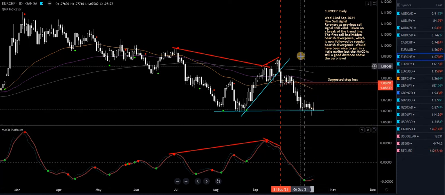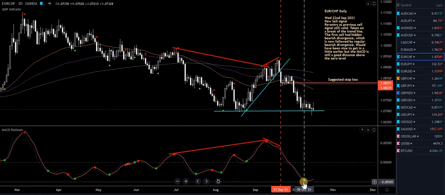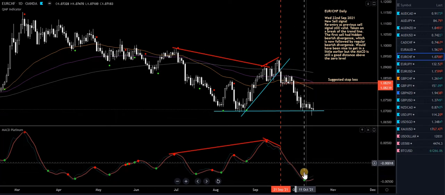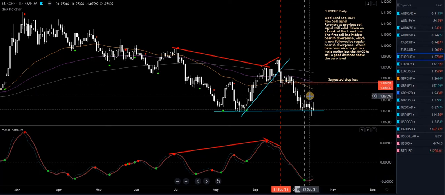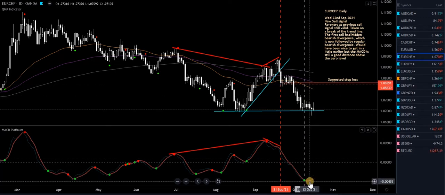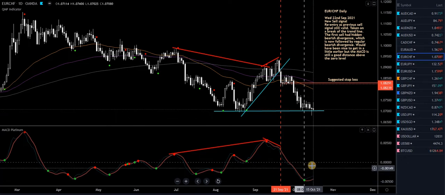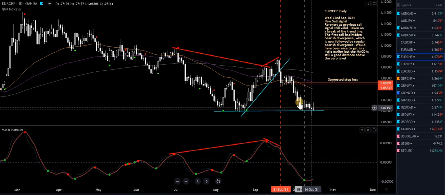The grey line here is a warning line because there's a green dot on the MACD platinum below the zero level. So I'm in buy mode. Even though I've got a sell on, I'm tightening up my sell and waiting patiently. Patient is the key word for the potential buy.